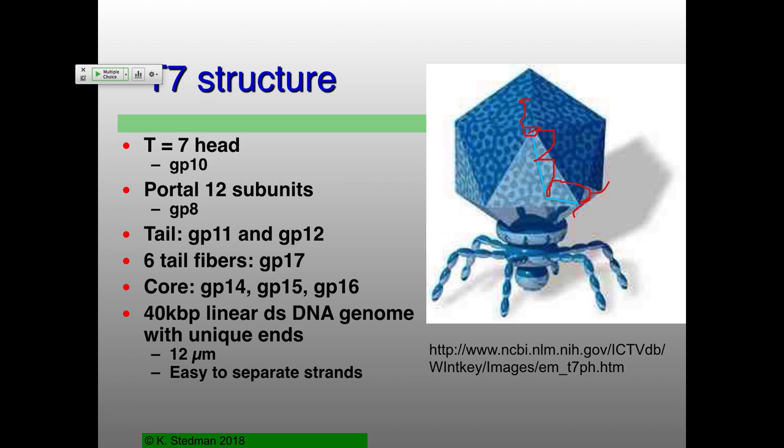So 1 H, 2 K, which gives you a T equals 7, because H squared plus H times K plus K squared is 1 plus 2 plus 4, which is 7.